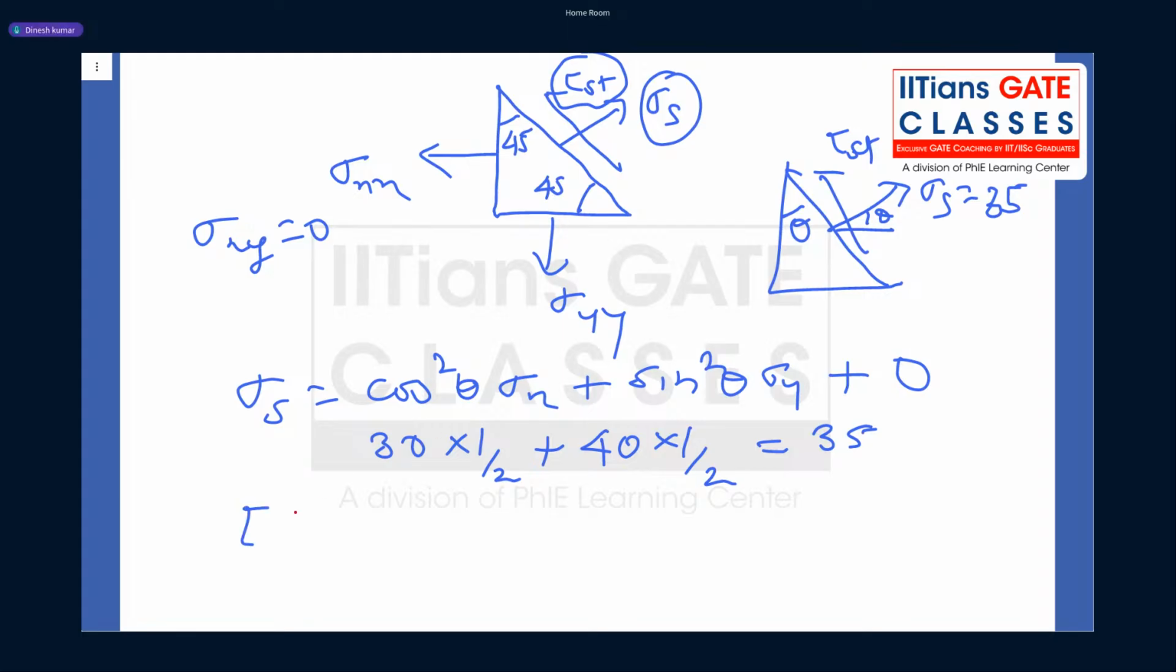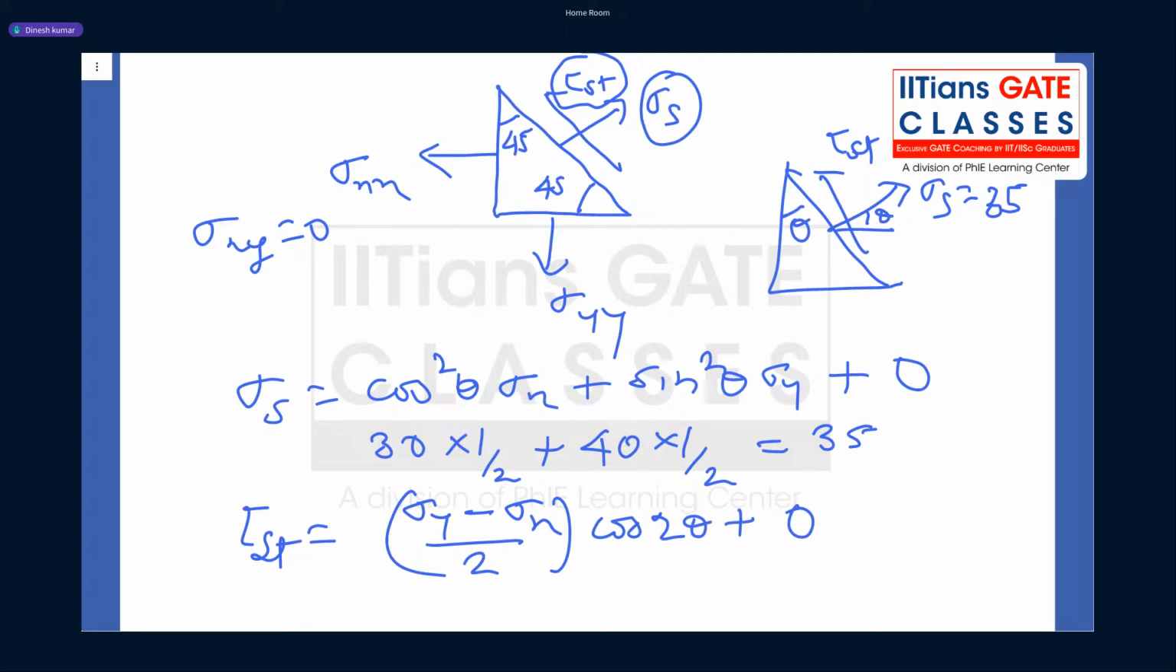Now what about guys tau st? So tau st is what? Sigma y minus sigma x by 2 into cos 2 theta plus 0. Why 0? Because sigma xy is 0. Substitute here. So what is sigma y? It is 40 minus 30 by 2. Cos 90 is how much? Sorry, it is not cos here, it is sine 2 theta, yes or no? Sigma y minus sigma x by 2 into sine 2 theta plus cos 2 theta into tau xy, right? So what is sine 90? It is 1, right? Sine 90 is 1. So what tau st do you get? You will get 5. Right?